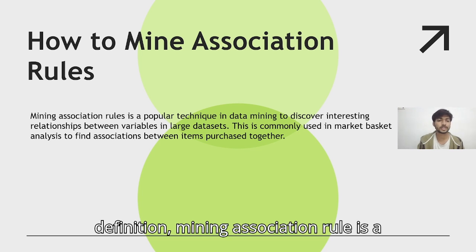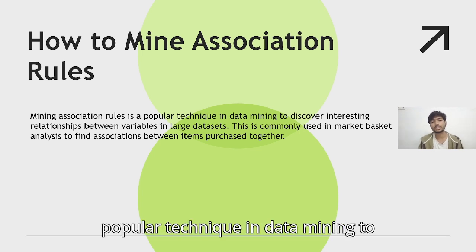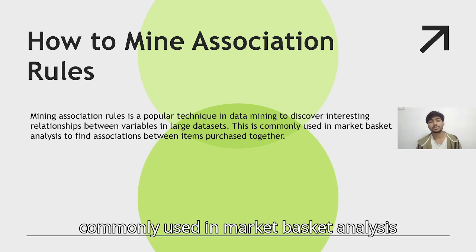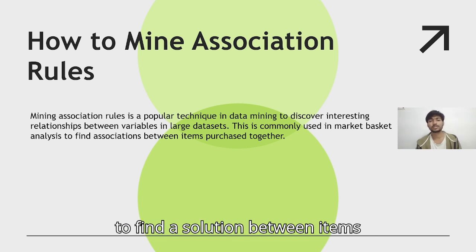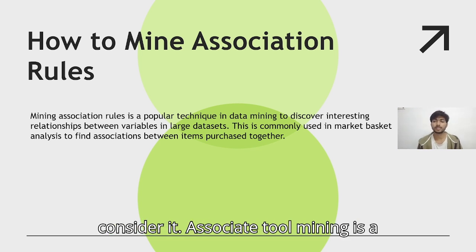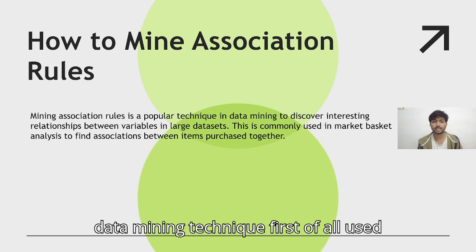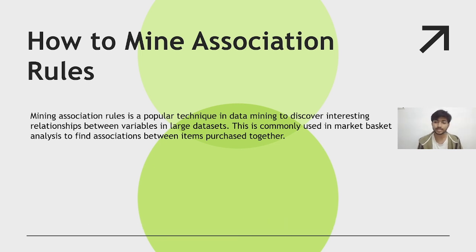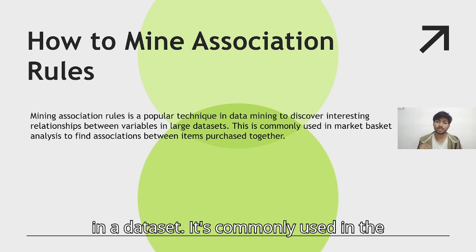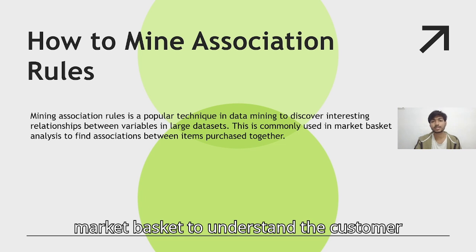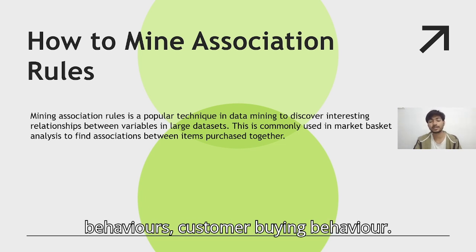As we can see the definition, mining association rule is a popular technique in data mining to discover interesting relationships between variables in large data sets. It's commonly used in market basket analysis to find a relation between items purchased together. Association rule mining is a data mining technique used to identify relationships between items in a data set. It's commonly used in market basket analysis to understand customer buying behavior.